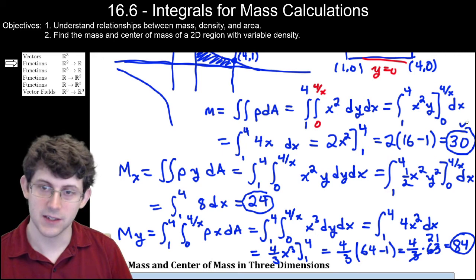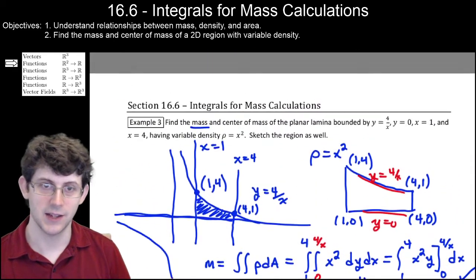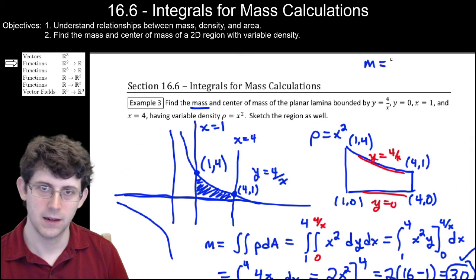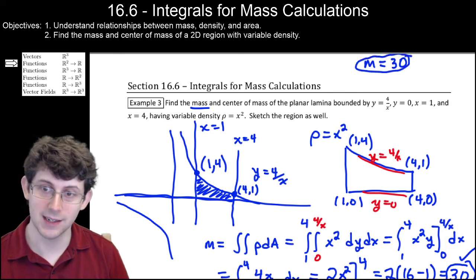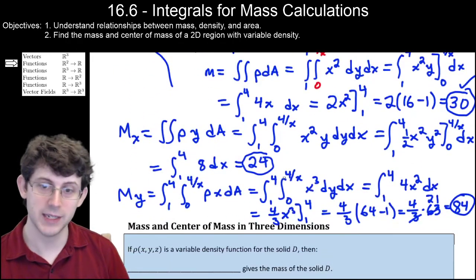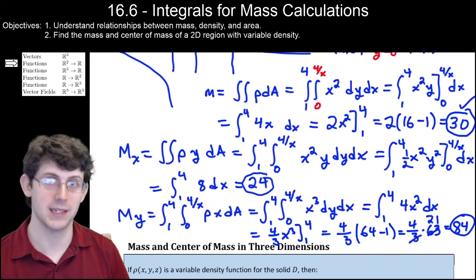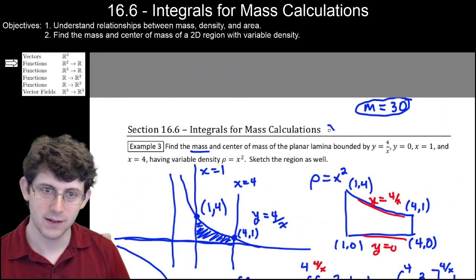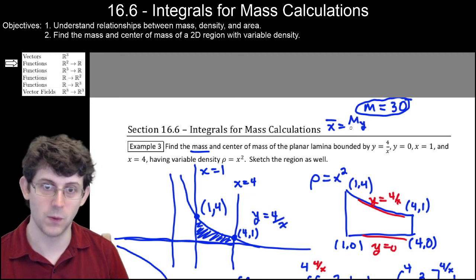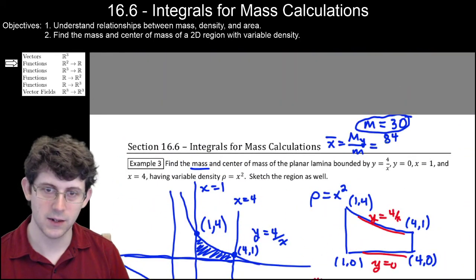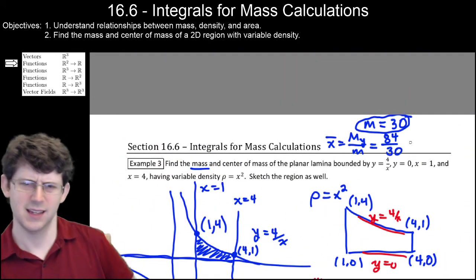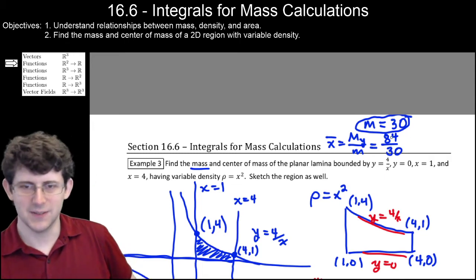One of the final answers was that the mass is 30, so that's good. But the center of mass is a point. It's not just the moments. The moments are there to help us find the point. So the point has an x-coordinate, which is how far away we should be from the y-axis. What was my? My was 84. So 84 over 30. Does this simplify in any reasonable way?